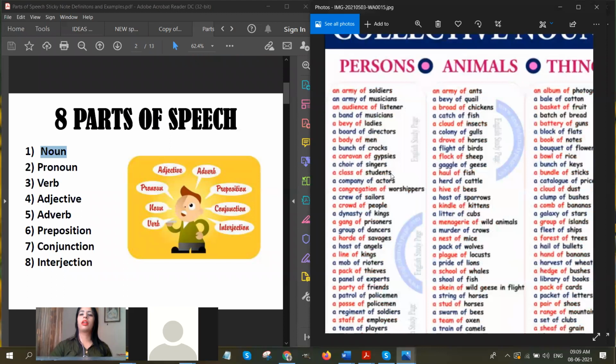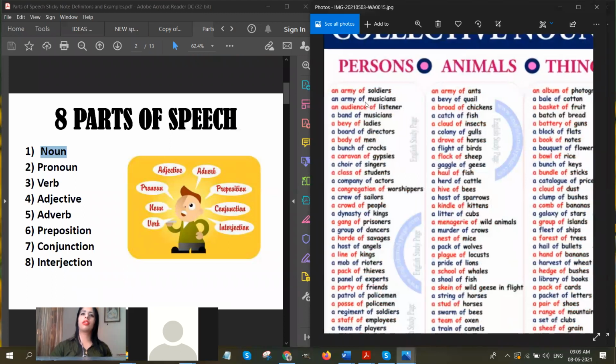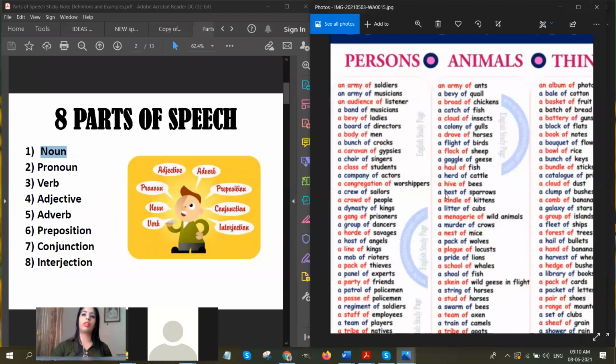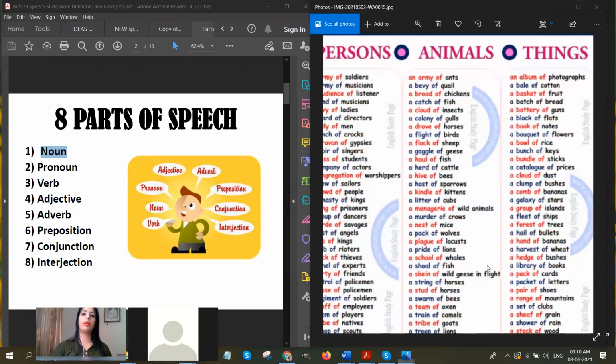Here, instead of a group of soldiers, it's better to write an army of soldiers, an army of musicians, an audience of listeners, a band of musicians, a bunch of crooks, a class of students, a company of actors, a crew of sailors. So these are all the right collective nouns, and obviously when you are using collective nouns, you have to use a singular verb with them.